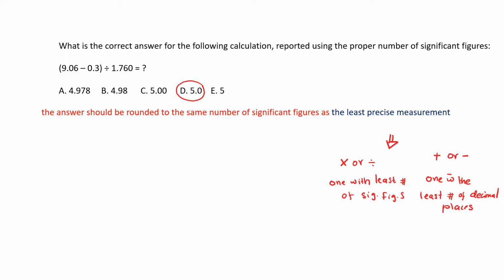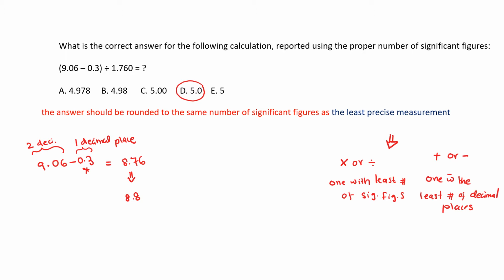If you do an addition or a subtraction, you have to find the one with the least number of decimal places. So remember, in the earlier case, it was the least number of significant figures, and in this case, it's the least number of decimal places. So you are going to find the number with the least number of decimal places and round your final answer to that number of decimal places. So let's go on to this question.